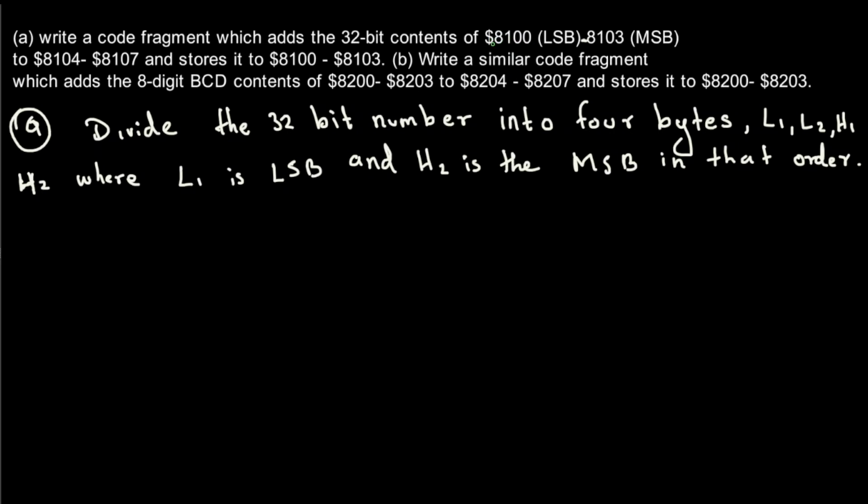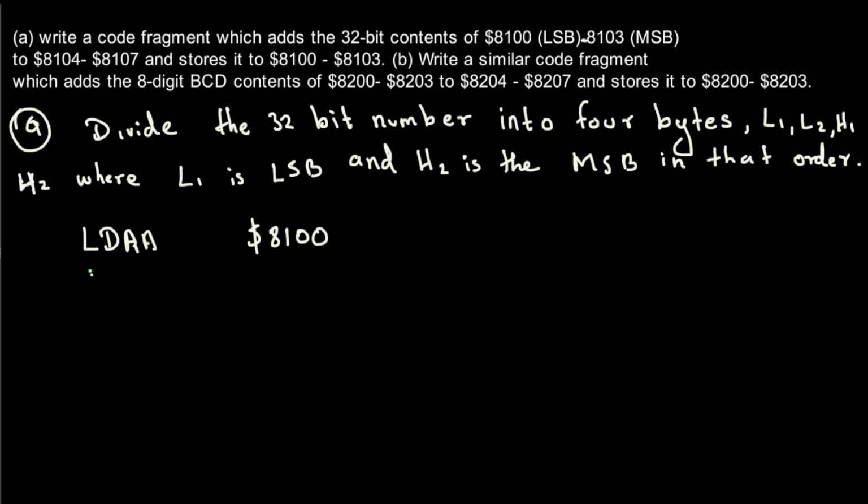The first one is 8100, so we have to load this one first. LDAA, load into accumulator A, then mention the address, that is 8100. And then we have to add this one with this, then store.